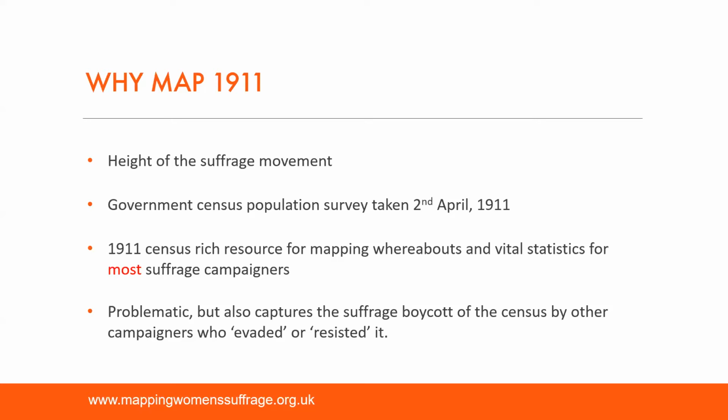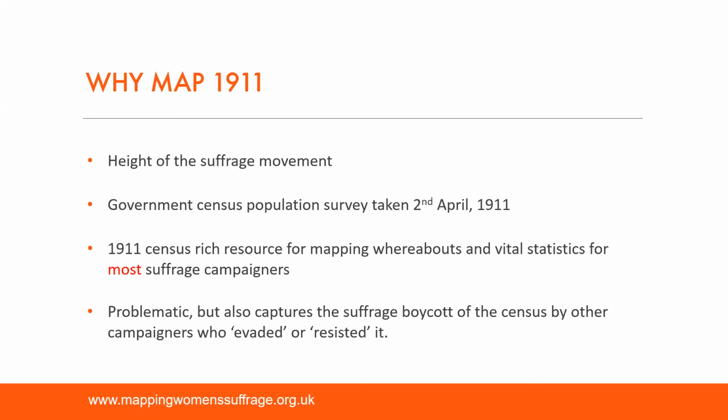And there's an excellent article by suffrage experts Elizabeth Crawford and Jill Liddington on the Mapping Women's Suffrage website resources page that says more about this, along with other text and podcasts about the boycotts. But women who took part in the suffrage boycott did so in two key ways, either evading the census altogether or by resisting it. And the Mapping Women's Suffrage project records, as part of its data gathering process for the map, what stance each campaigner took in the boycott, and I'll come back to this shortly.